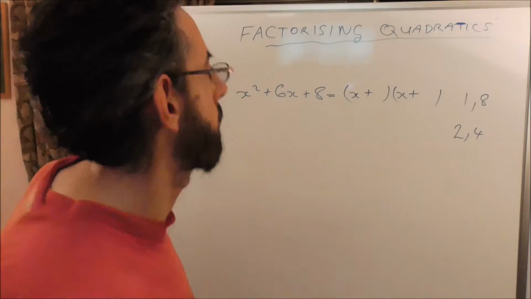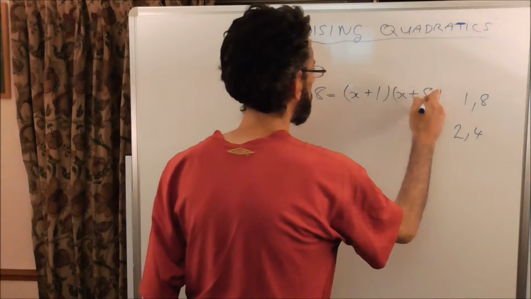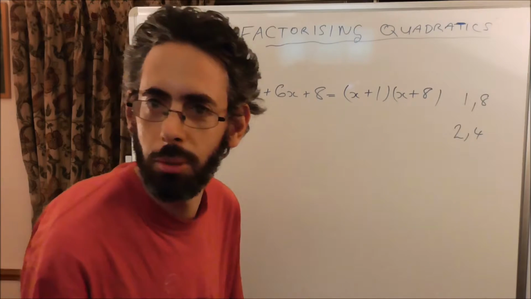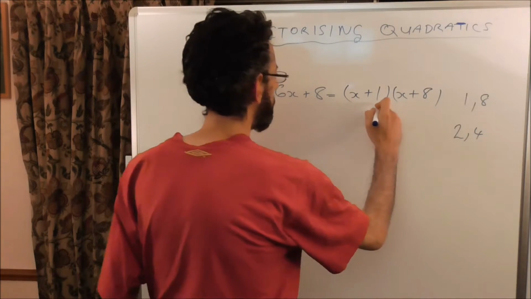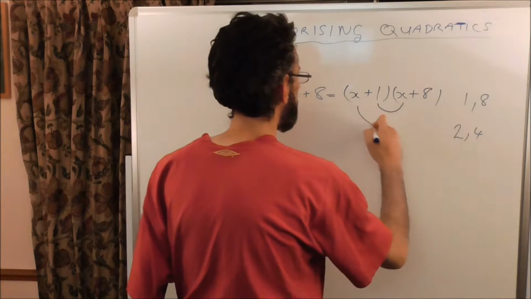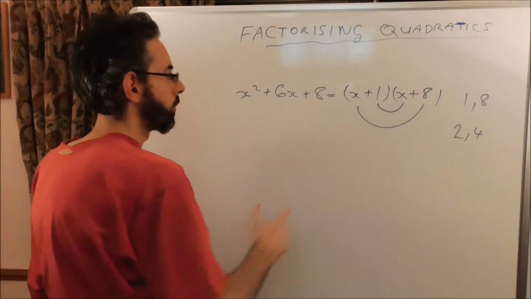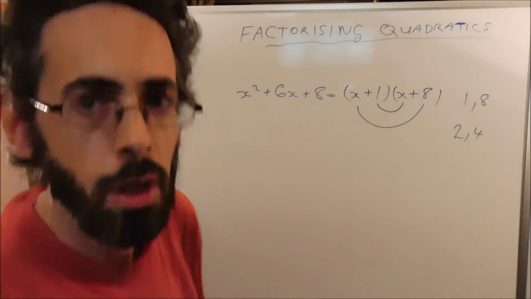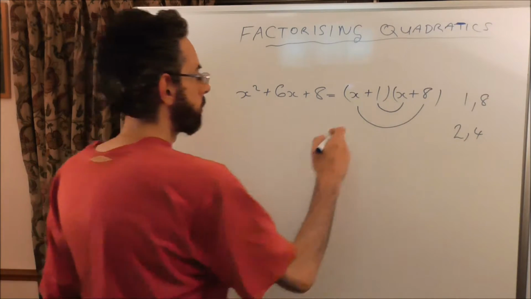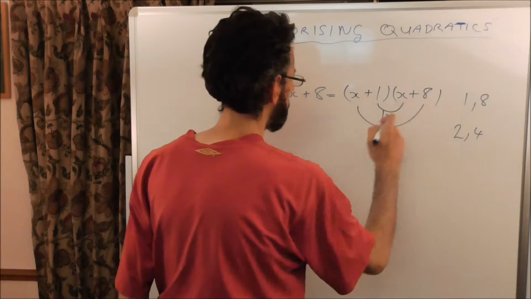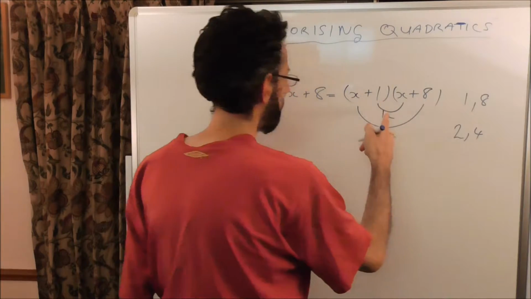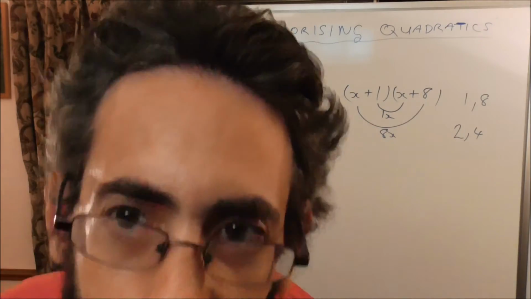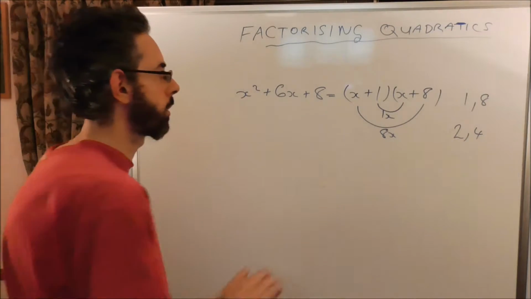Let's try 1 and 8. Let's see if that works. You probably know that that doesn't work, but we'll see what happens anyway. To get 6x, we would need to do this inside product and this outside product. That's how you get the x terms when you expand the brackets. So 1 times x is 1x, x times 8, 8x, 1x plus 8x, is that 6x? No, it's 9x. So it doesn't work with 1 and 8.